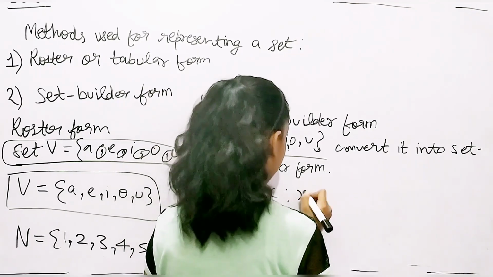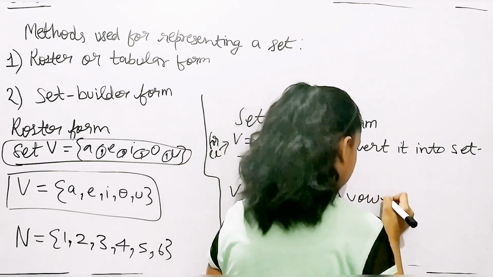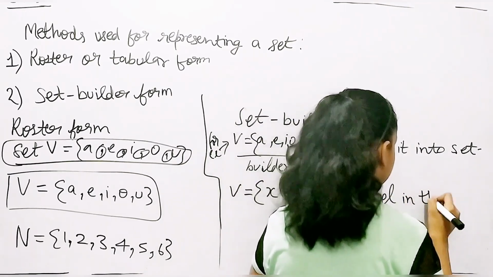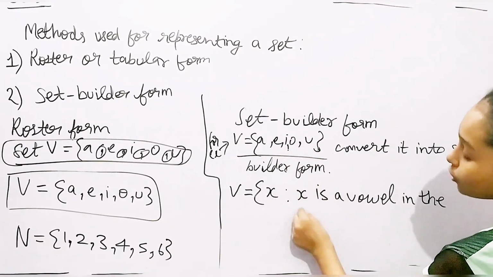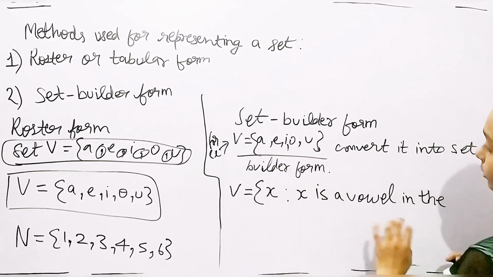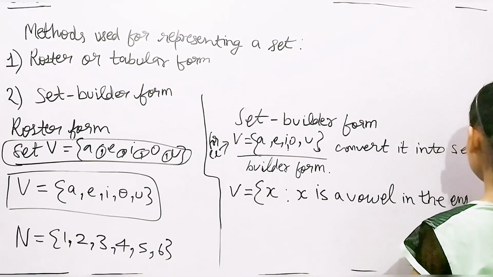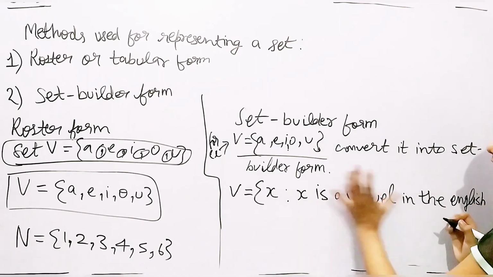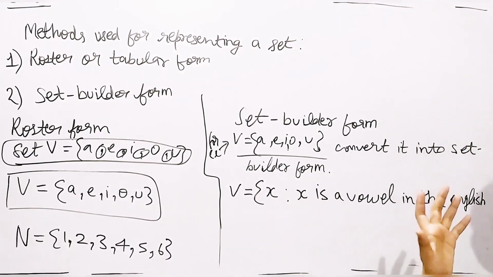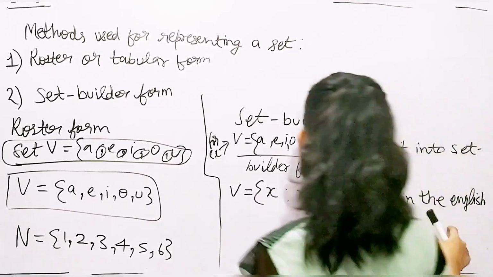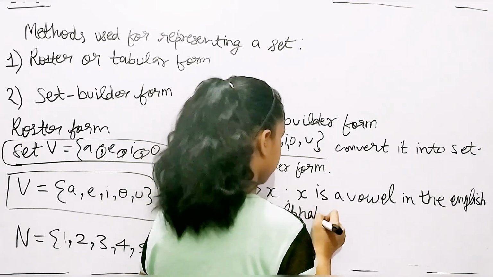So X is what? X is a vowel in the English alphabet. We all know that the vowels are A, E, I, O, U, but there's only one symbol, so I'm only going to say vowel, not vowels. A vowel in the English alphabet. That's what we have to define, what the symbol is for. So X is just a vowel in the English alphabet. That's what we're going to write simply.